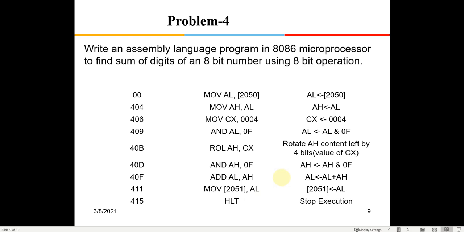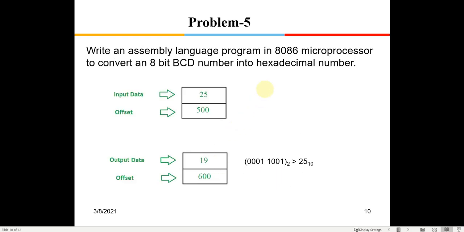Okay, so let's move on. This is the last problem for today. Write an assembly language program to convert an 8-bit BCD number into a hexadecimal number. So this is the BCD number. If you see the hexadecimal number, what is it? It will be 19, right? 1 into 16 plus 9, which will give 25.